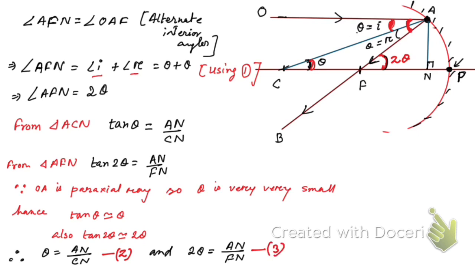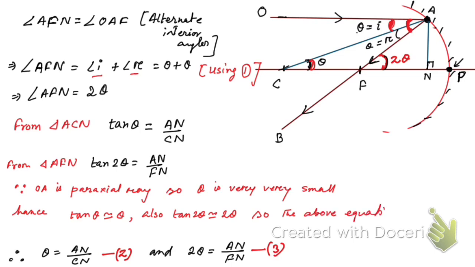Let me rearrange this. So since theta is very small, we have got tan theta approximately equal to theta. Similarly, tan 2 theta will be approximately 2 theta. So the above equations become these two, and I have taken these two as equation number 2 and 3.